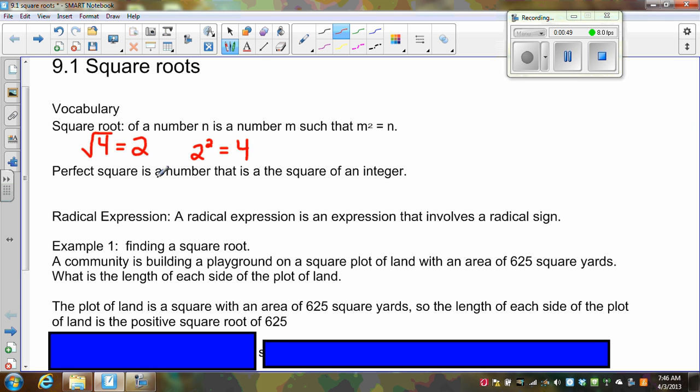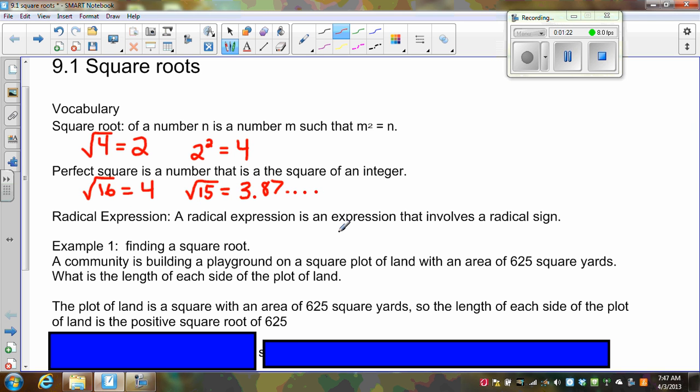And a perfect square is a number that is the square of an integer, so it comes out even. So the square root of 16 equals 4. However, if we do the square root of 15, it's not going to come out to be an integer. We can still do that, and we can use a calculator, which I'll show you later. But the square root of 15 would equal 3.87, and it's a decimal, so it keeps going.